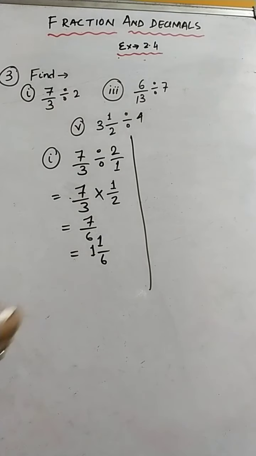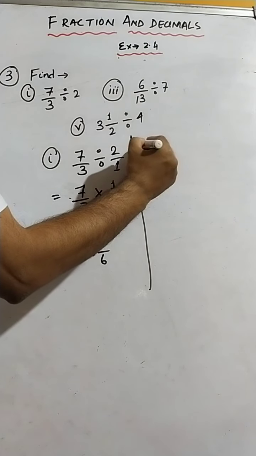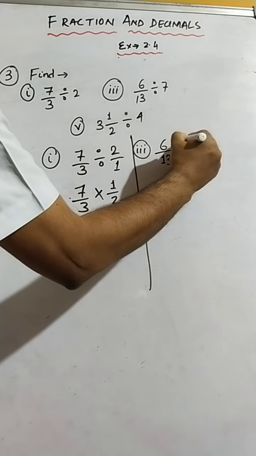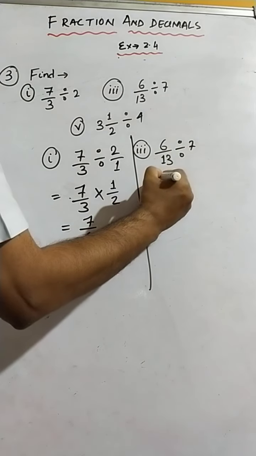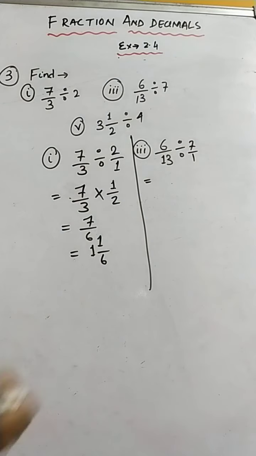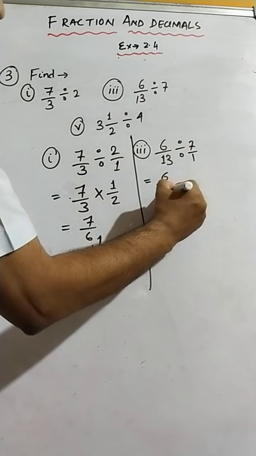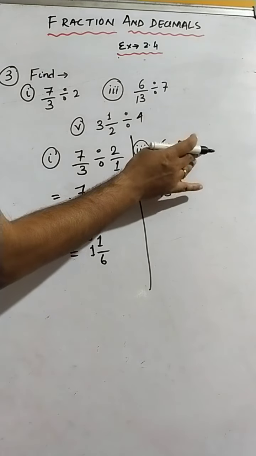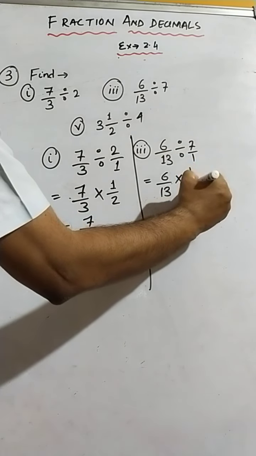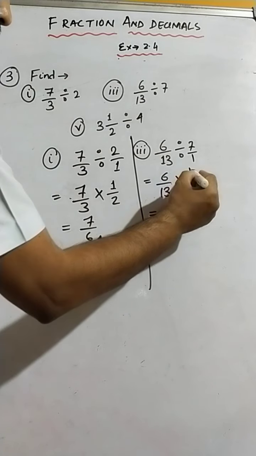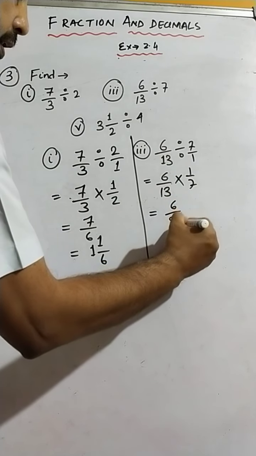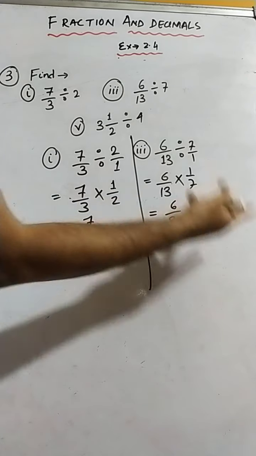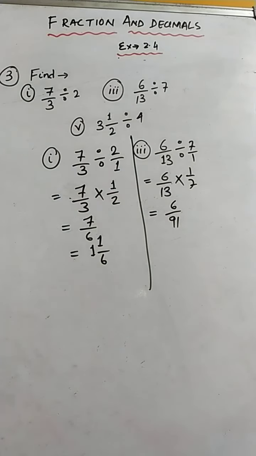Okay, so this is the answer of sum number 1. Let's do sum number 3. In sum number 3 we have 6 upon 13 divided by 7. Now 7 is carrying 1 as a denominator. So 6 by 13, in place of division we'll put a multiplication sign, and it will be reciprocal 1 upon 7. So your required answer is what? 6 into 1 is 6 and 13 into 7 is 91. So we cannot turn this particular fraction into mixed fraction form, because it is a proper fraction.